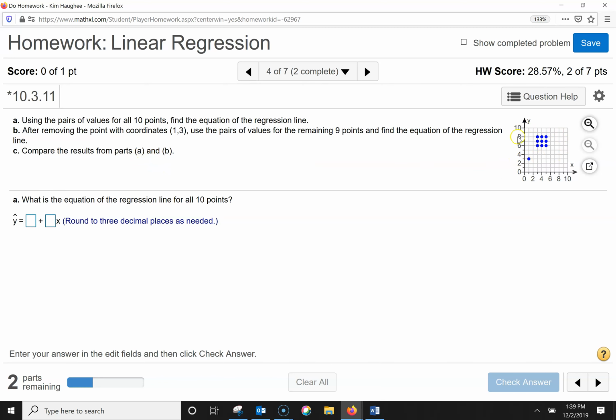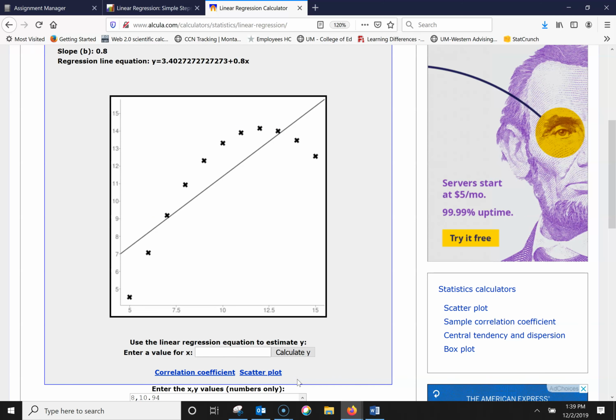Here we do not have a set of data. We have to create our ordered pairs instead, and then we type them into a website such as the Alcula or Mathway.